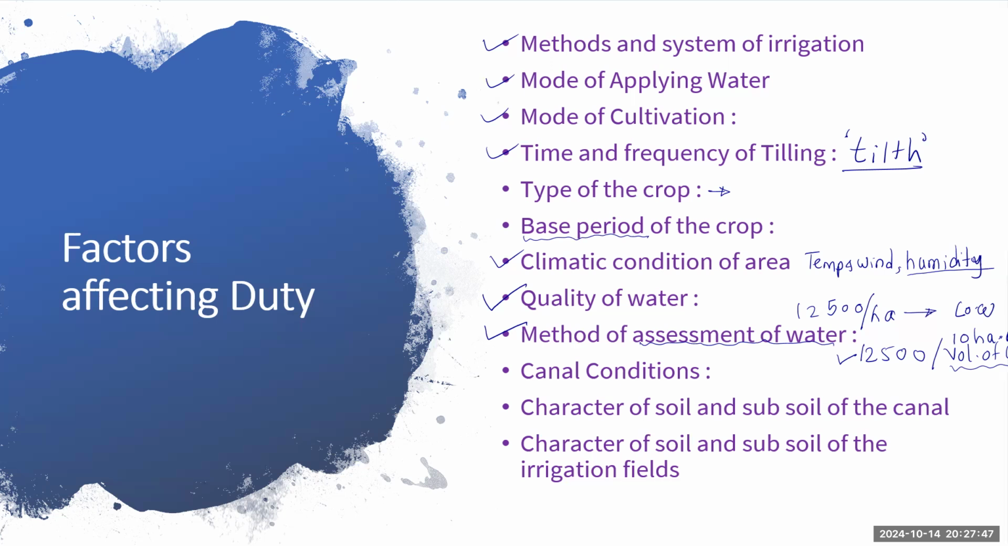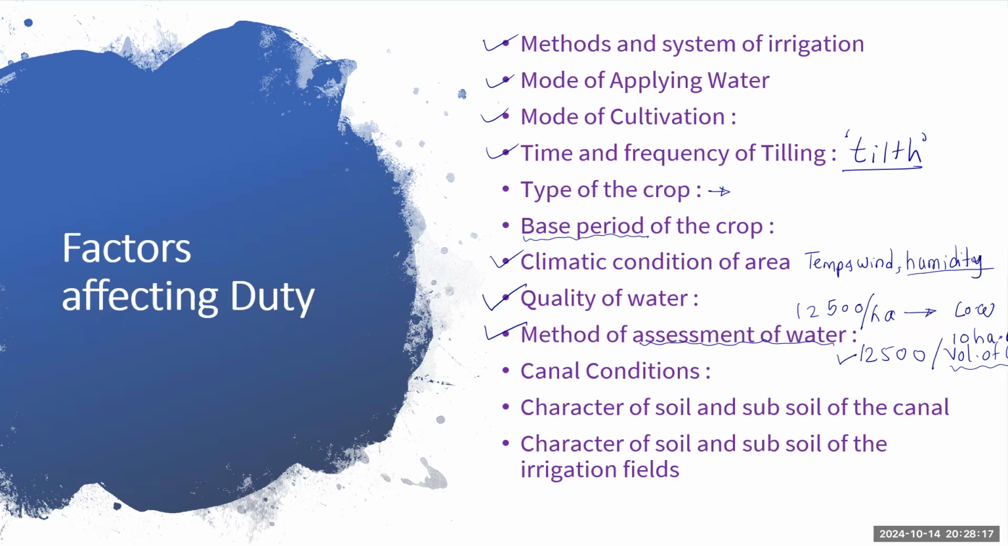Next is the base period of crop. We have discussed the term base period. It is the time taken between the first watering and last watering. So if base period of a crop is more, then naturally more water is required. And if more water is required, it means the duty will be low. So if the base period of the crop is less, in that case, duty will be high.